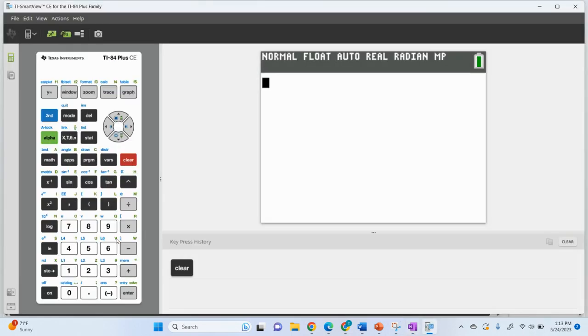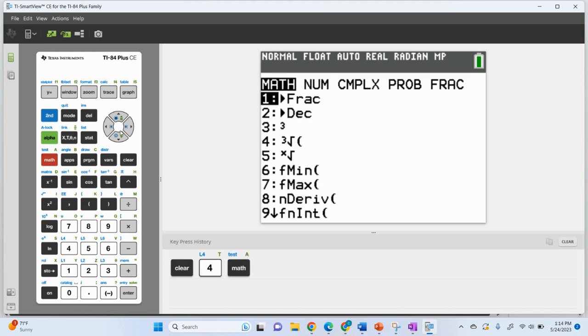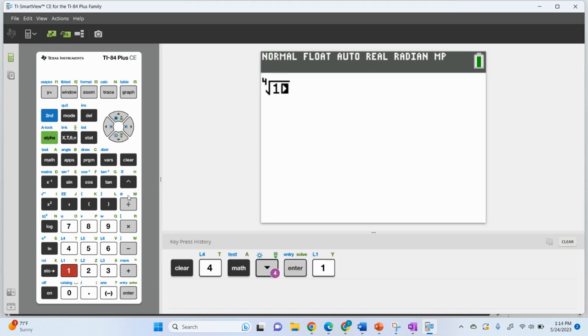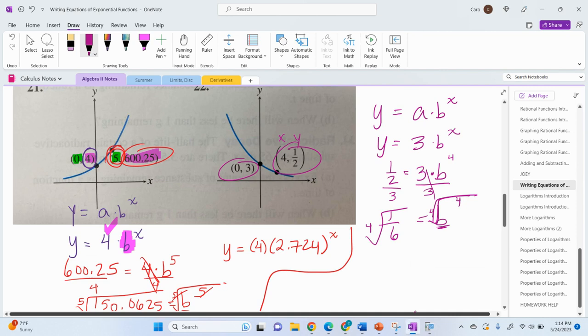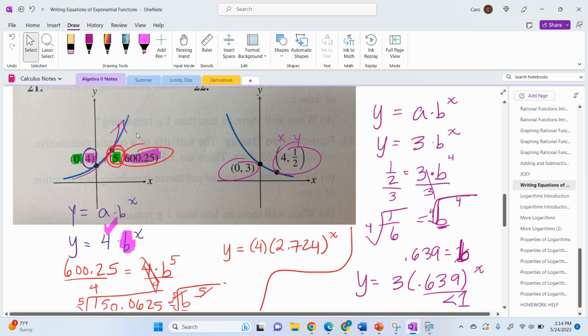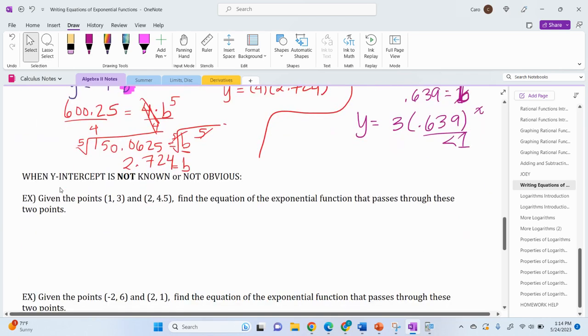Just to make sure you remember how to do a 4th root, I can hit 4, go to math, and go to the xth root of 1/6. 0.639. Let's round it to the 3rd. So 0.639 equals b, not x. All right, so y equals my initial value. My b value is less than 1, which is good. It should be less than 1 because I have decay. My b value here was greater than 1 because I had growth. All right, so those are if you already know the y-intercept.